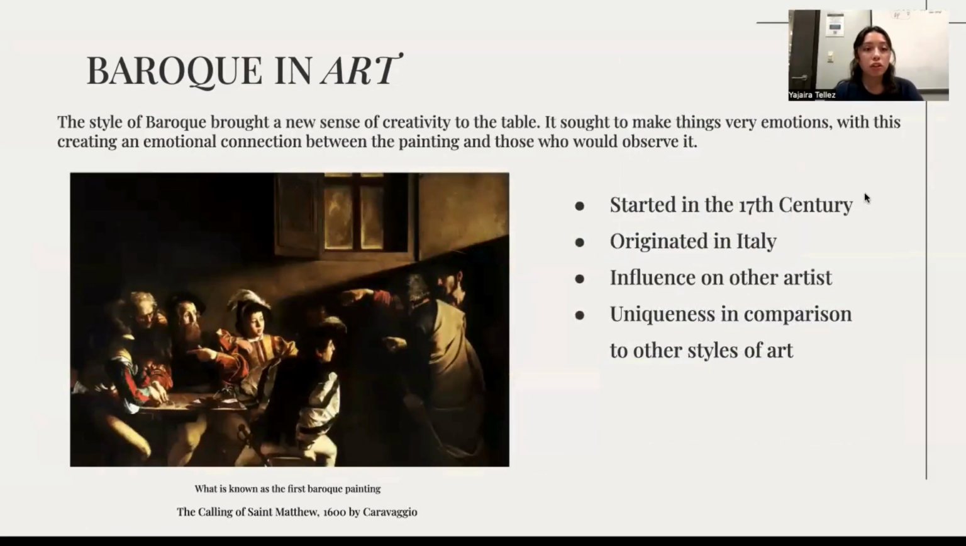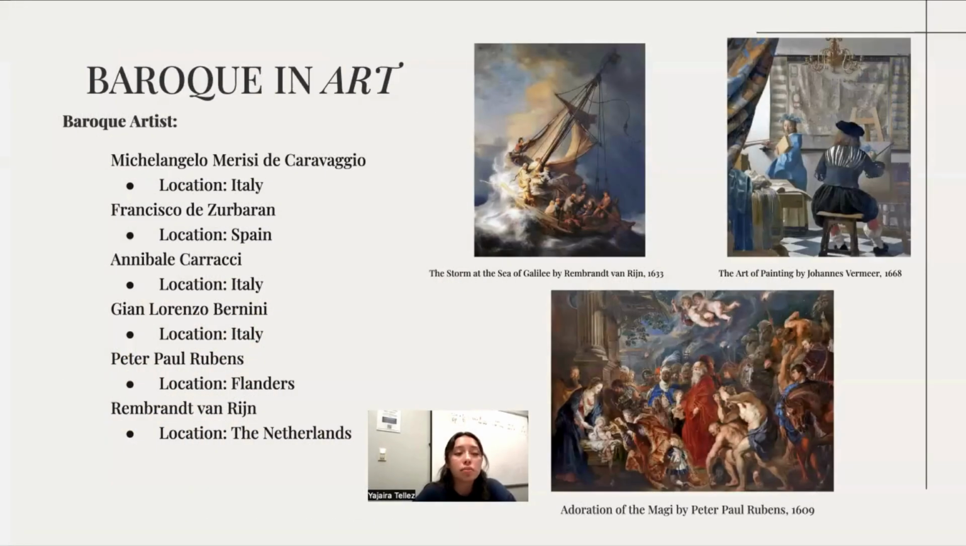The style of Baroque brought a new sense of creativity to the table. It sought to make things very emotional, creating an emotional connection between the painting and those who would observe it. It started in the 17th century and originated in Italy, and it influenced other artists. It has uniqueness in comparison to other art styles, and this image is one of the first Baroque paintings. There were many artists who also did the Baroque style, and I included some other names here as well as some other artworks.